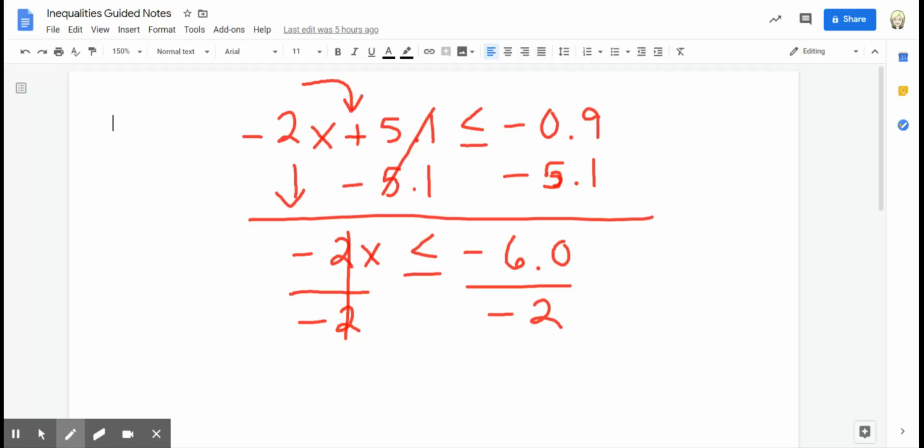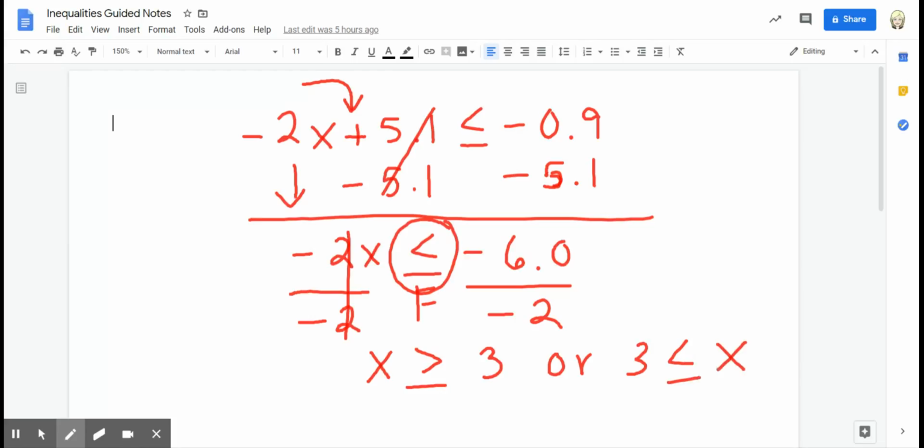But let's go ahead and finish. If your last step involves multiplying or dividing by a negative, you have to flip the inequality. And a negative divided by a negative is a positive. 6 divided by 2. So a negative 6 divided by negative 2 would give us 3. Or you could write it 3 is less than or equal to x.